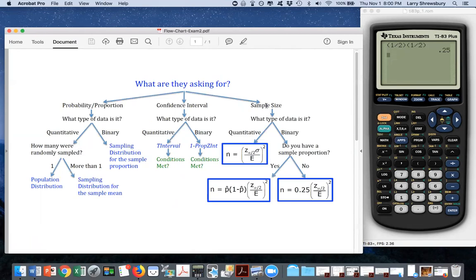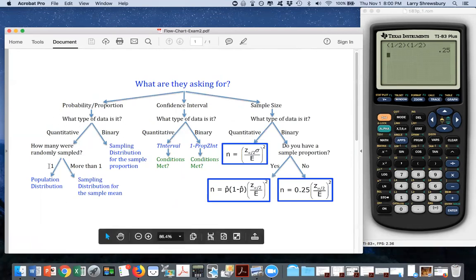And how do you know it's a sample size? This one's a little more subtle, but not that hard. They're going to ask you, now how large of a sample would be needed? That it would be something very similar to that. Oh, they want me to know the sample size, huh? Notice your second question is always going to be, what type of data is it? It's either quantitative or binary. Now, this is what we went over last time, so we're not going to rehash that. Let's get into the new stuff.